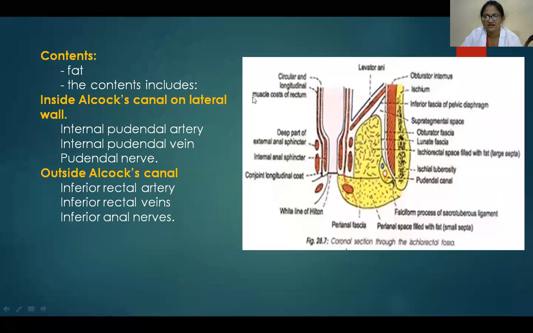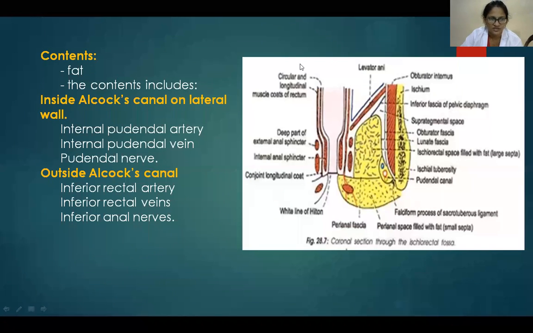Next, coming to the contents of this ischiorectal fossa. The main content of the ischiorectal fossa is fat. This fat acts like a cushion, so while defecating, the anal and rectal walls will be distended into this fat of the ischiorectal fossa. This is the main importance of this ischiorectal fossa.